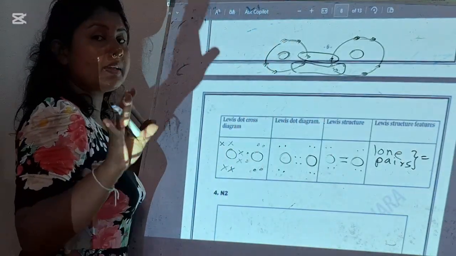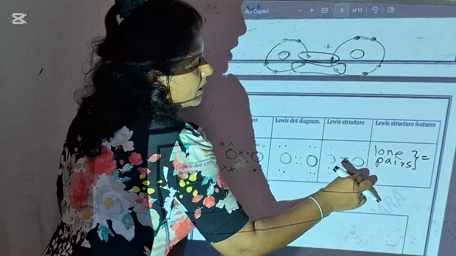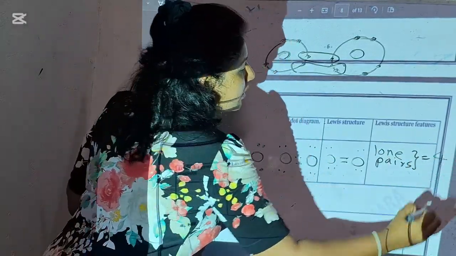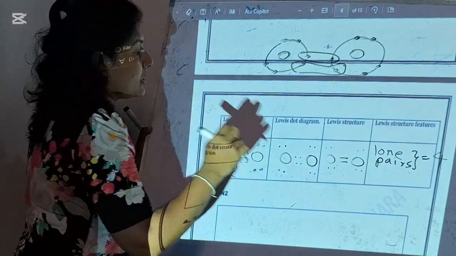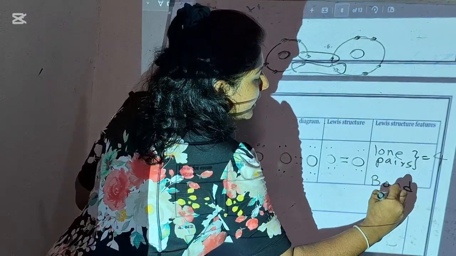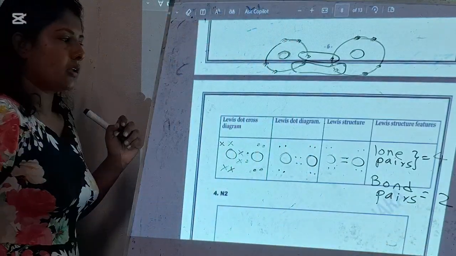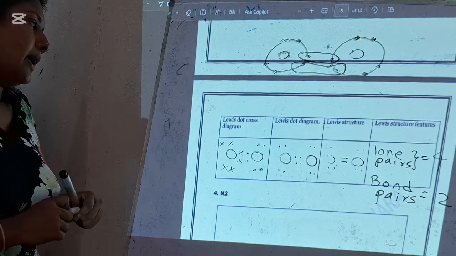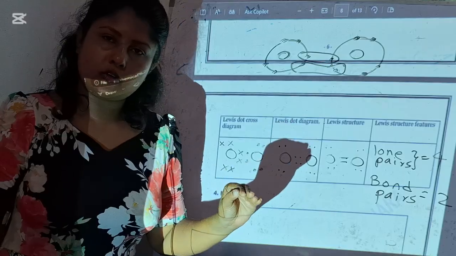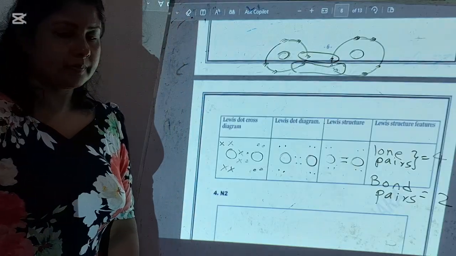Lone pairs mean unbonded electrons. 1, 2, 3, 4. 4 lone pairs. How many bond pairs? 1, 2 bond pairs. Lone pairs 4. Bond pairs 2. Lone pairs mean non-bonded electron pairs. Bond pairs mean the number of bonds.